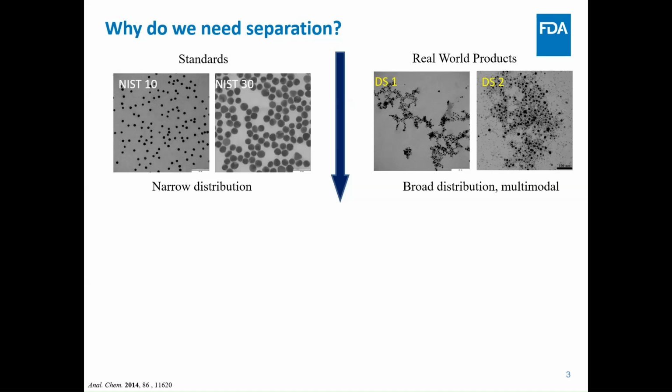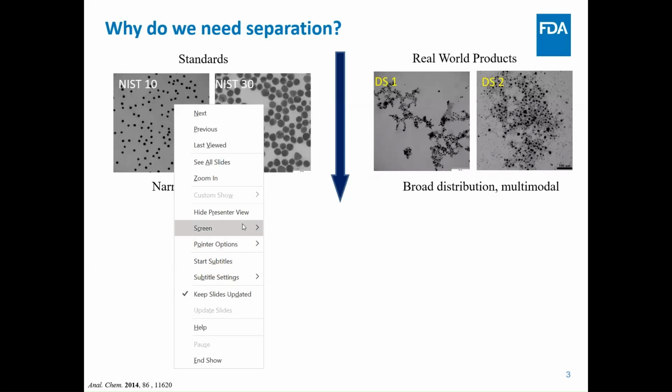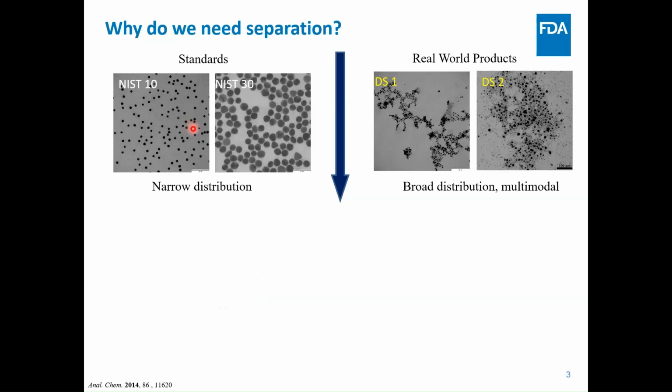As I mentioned, this AF4 is a separation and characterization technique. Some of you may ask, why do we need separation? Why can't we just directly measure the samples? Of course, surely you can. For example, here you have a nanoparticle standard of 10 and 30 nanometers. From the TEM image, you can tell they are fairly uniform in size and shape.